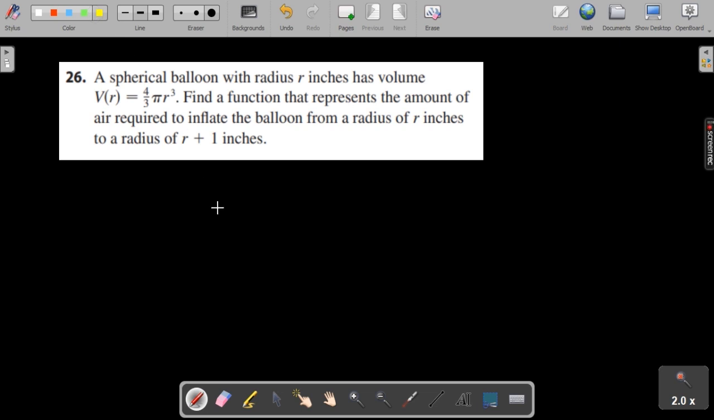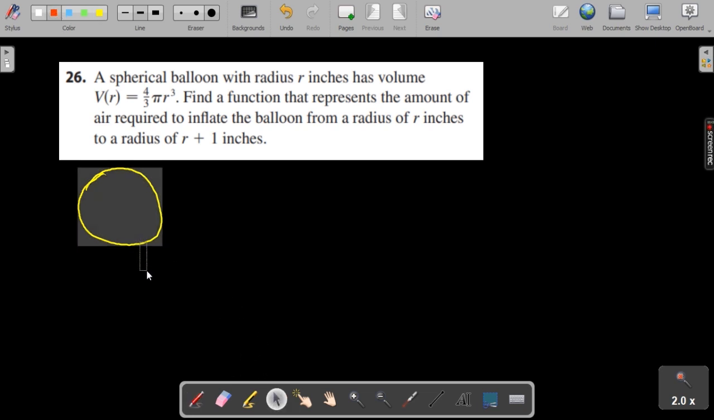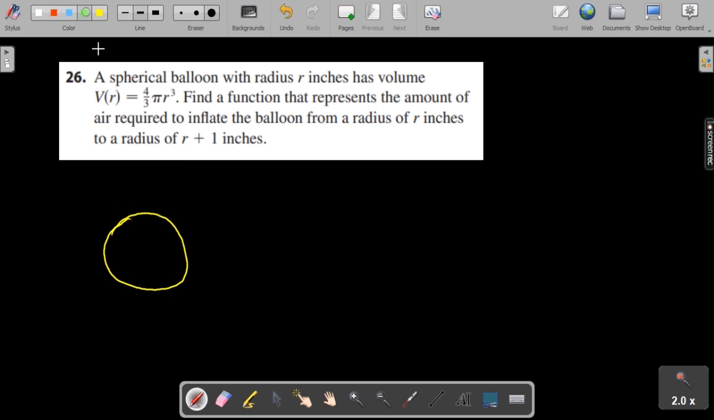So if we were to visualize this, I'm just going to use a simple two-dimensional diagram just to show this. Let's imagine that the yellow part is our current sphere, or this is our balloon right now, and it has a radius of r. We now want to have a bigger sphere, a bigger balloon, with a radius of r plus 1. So that green line represents our new radius r plus 1.